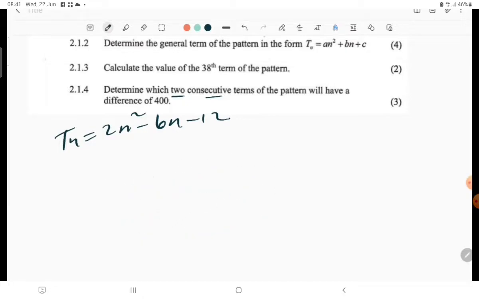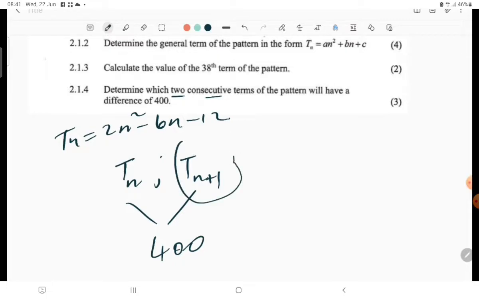So on that note, you can think of having tn, then you also have tn plus 1. So these terms are consecutive. When you subtract them, they are going to give you 400. So this is what they are looking for. If you subtract this one from this one, you are going to get 400.